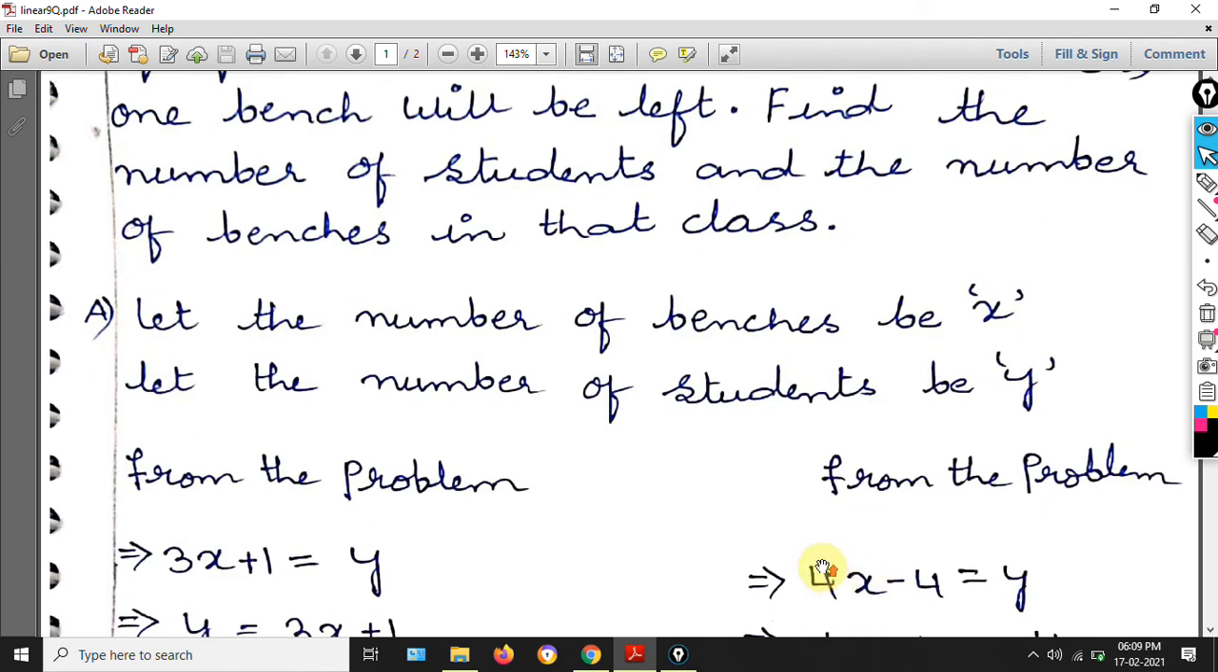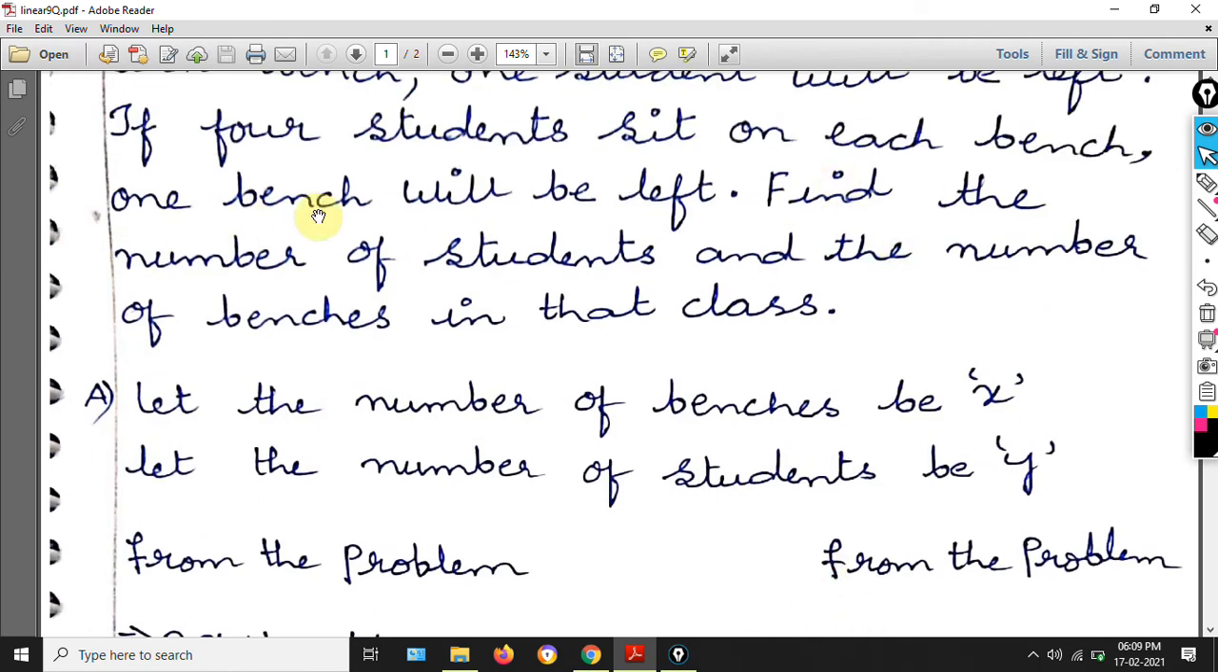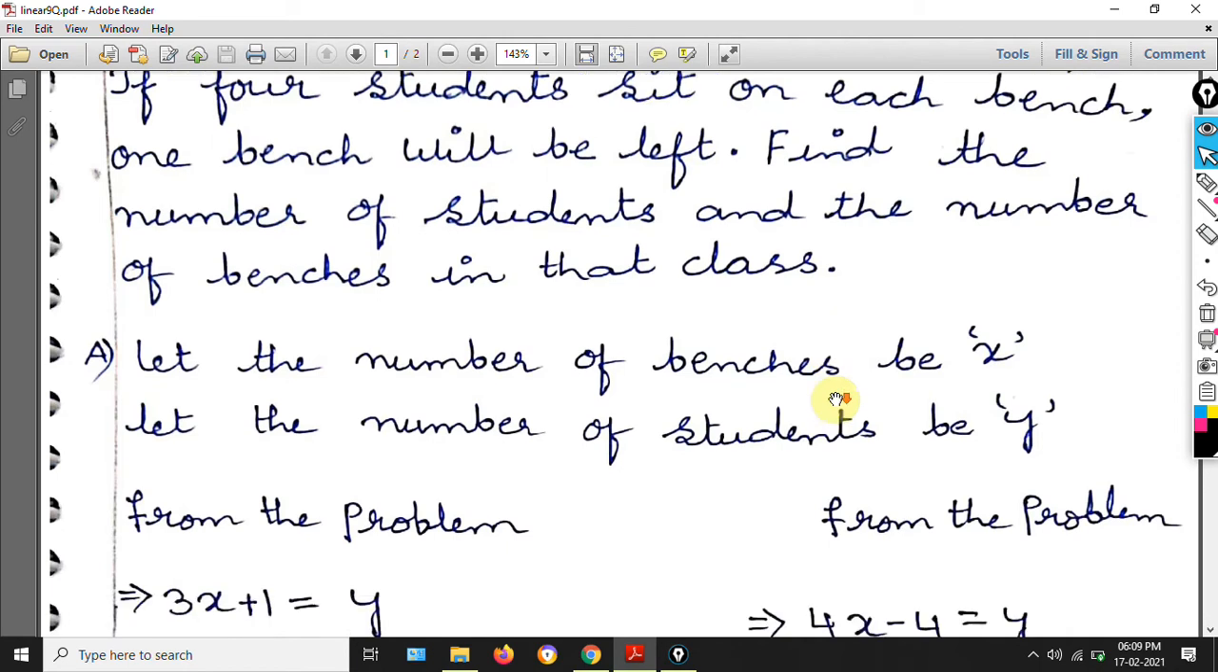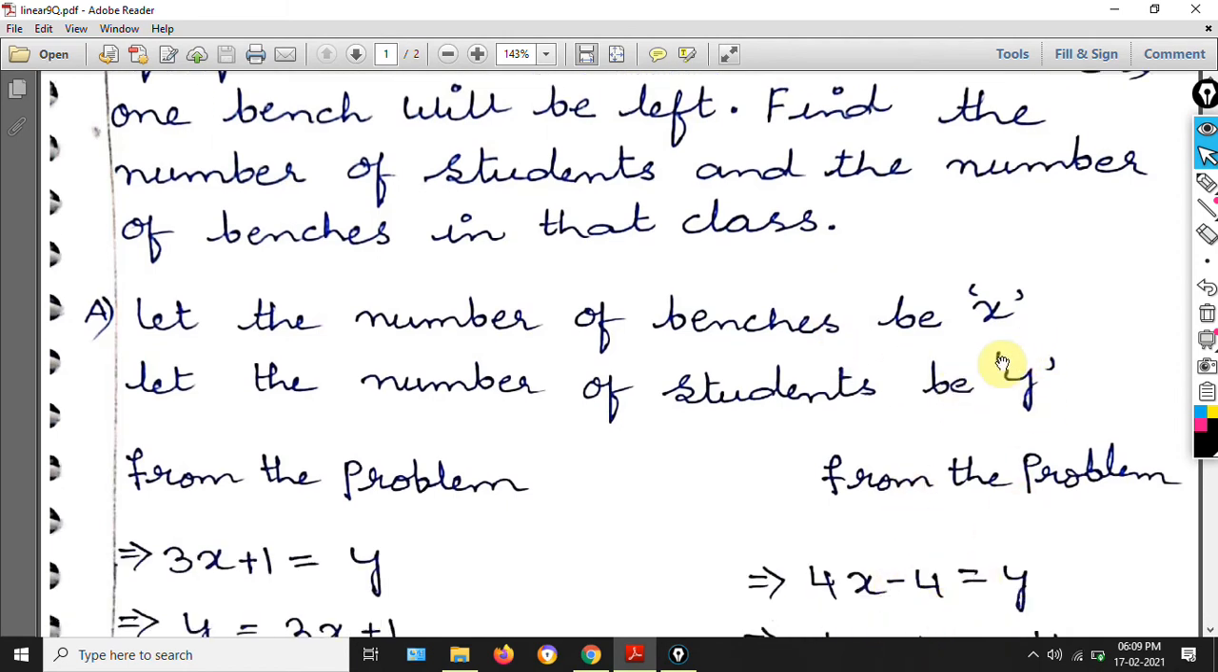Okay. Next, what is he saying? One bench will be left, means one bench is empty. So 4 students in one bench are not there. So minus 4, which is equal to, we know already, the total number of students is how much? y. That only we are writing, equal to y.